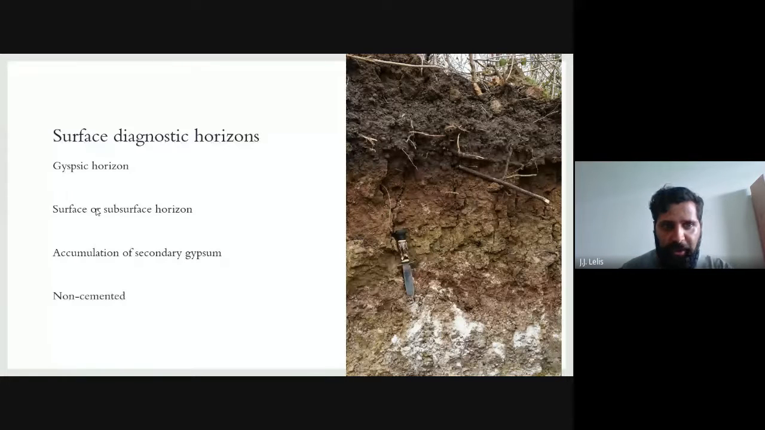Now we have to finish our class. We have three more surface diagnostic horizons, but we'll discuss these in the next classes. Again, please try to read the material that I shared in the Google Classroom about the World Reference Base for Soil Resources. There you can find all the surface diagnostic horizons, and you should read about them.